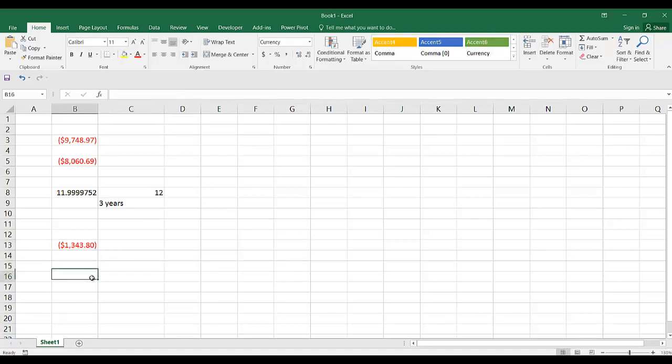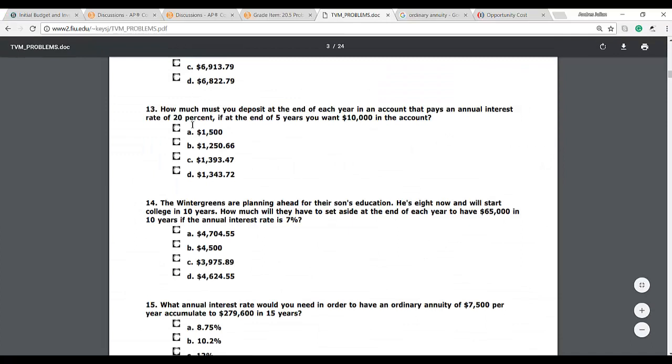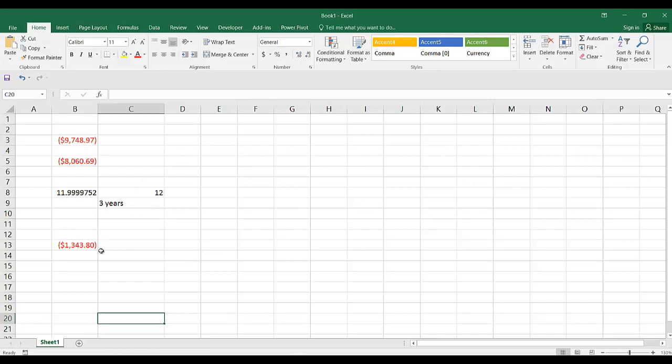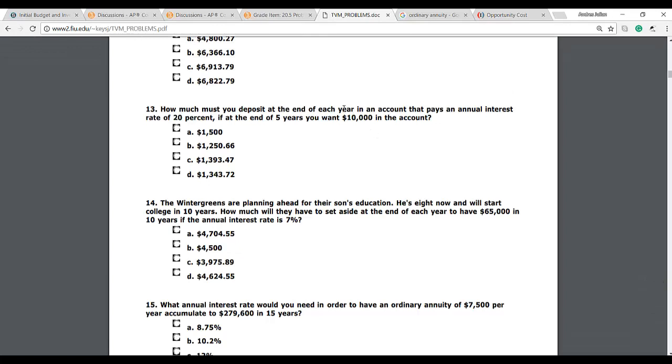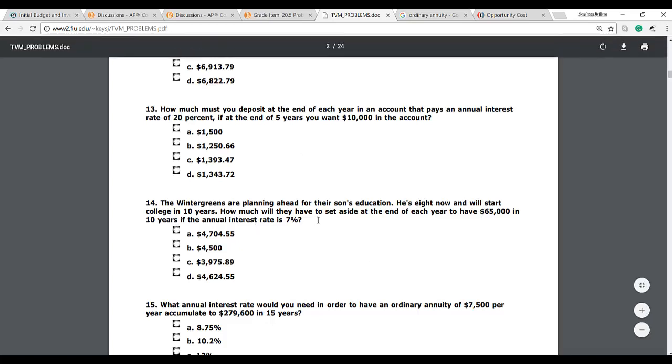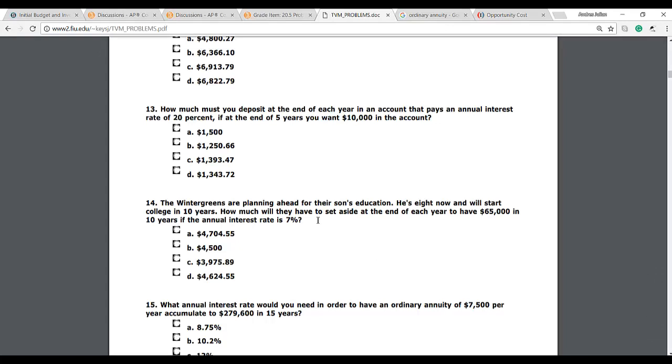So every single year you need to deposit $1,343. At the end of 5 years, you will have $10,000 if you deposit $1,343 every year. Now you can turn this into monthly. If you have monthly payments and you know your monthly interest, you can do it the same way. This is interesting for the work that you have to do.